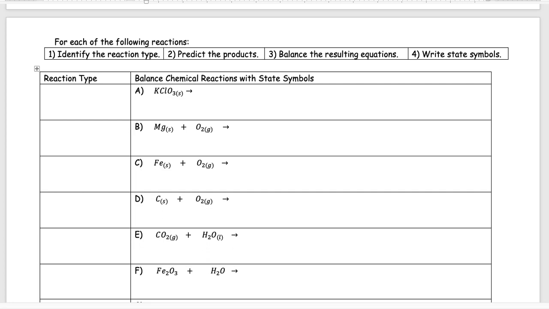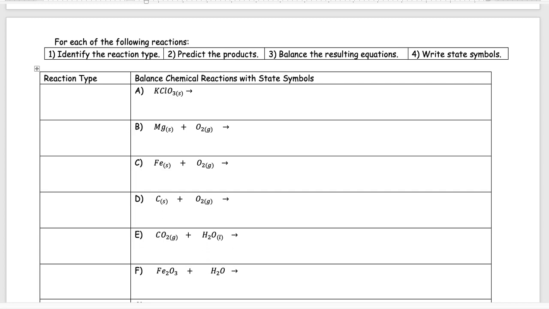Okay, so I want you to do four things here. I want you to identify the reaction type first, and that's really important. Like figure out what's happening and what's going to happen in order to figure out what the outcome will be when this reaction goes through. Okay, actually, if the reaction goes through, that's something that I should say.